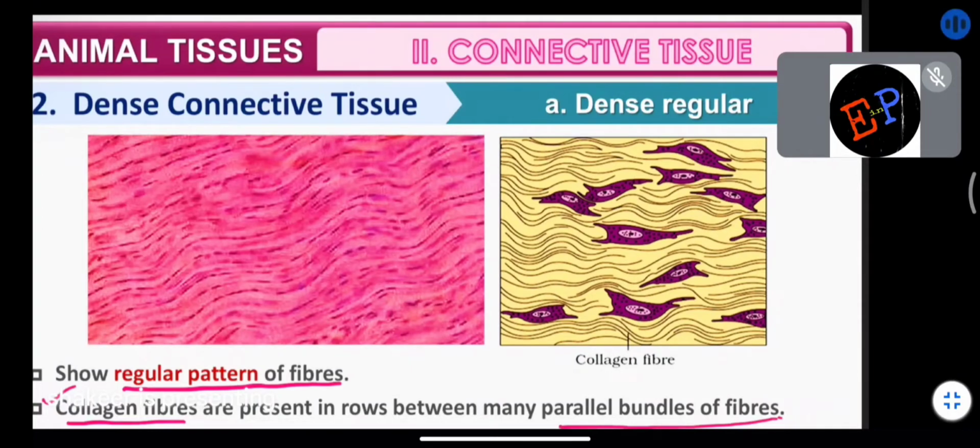What is meant by tendons? That we will see next. Tendons are responsible for attaching the muscles to the bone. That is called a tendon. Ligaments connect two bones. Are you able to understand? In tendons and ligaments you will find this dense regular type of connective tissue.